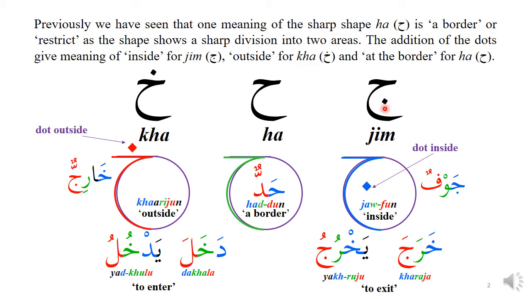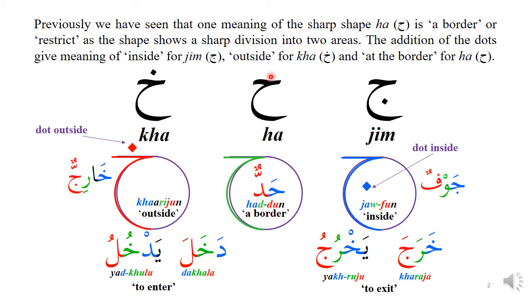So as you can see in the Jim, the dot is placed inside. If you see the inside of a circle, and that's why there are words like Jaufun, which means inside, and then with the Kha, because the dot is outside, it would mean something outside, such as Kharijun, which means outside. And then the Ha, which is between Jim and Kha, would mean something at the border, Haddun, and hudud is a boundary.